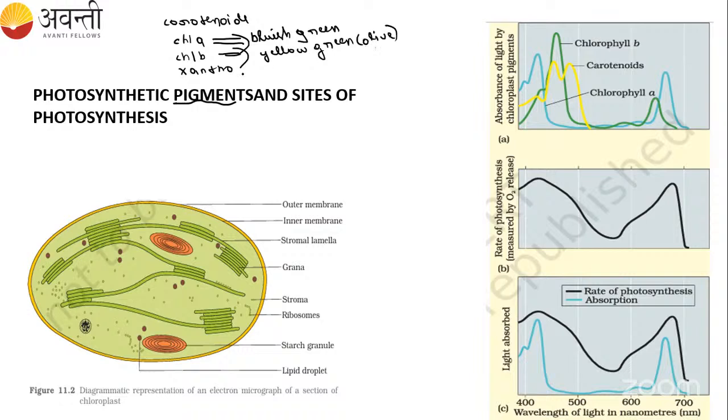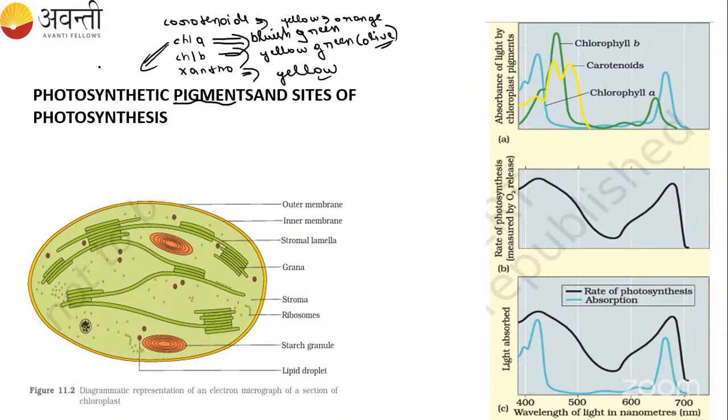Then xanthophyll is yellow color. Carotenoids are yellow to orange. That's why the carrot has carotenoids; it is orange in color. So remember these things. Carotenoids are yellow to orange, xanthophyll is yellow, chlorophyll B is yellow green, that is olive green, and chlorophyll A is bluish green.